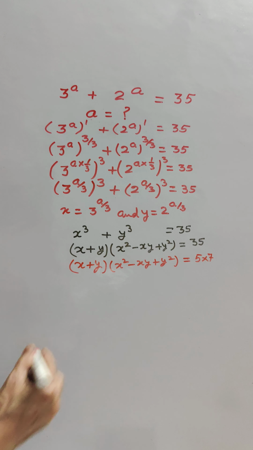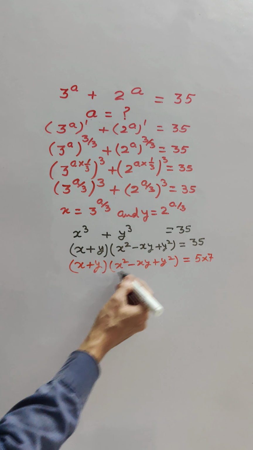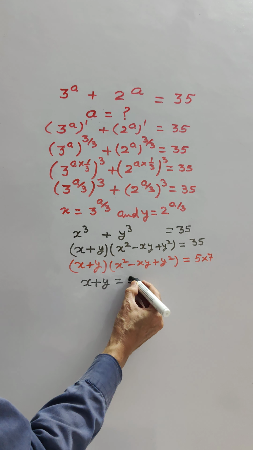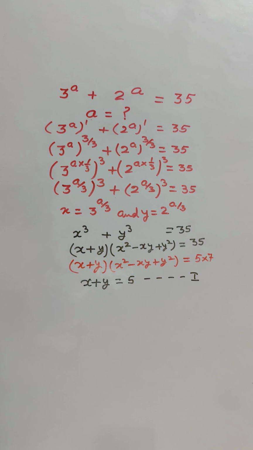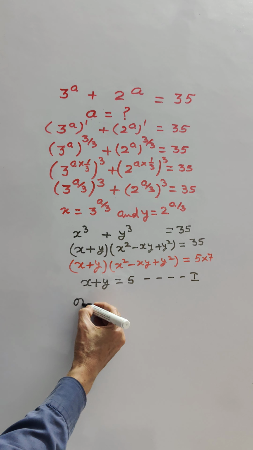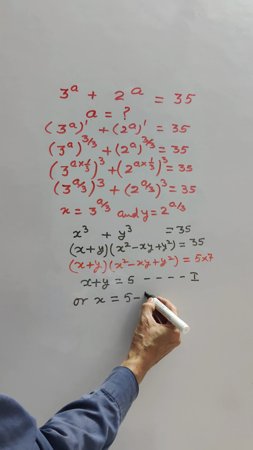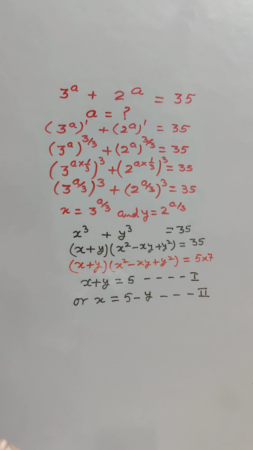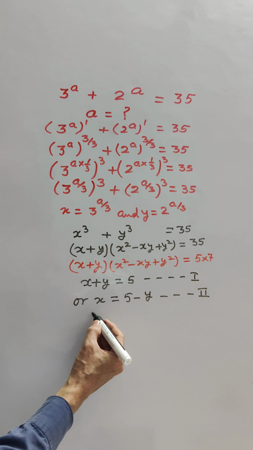Or this way we can take x plus y is equal to 5. x plus y को हम 5 ले लेते हैं, is equal to 5. Say it is equation number 1. Or x is equal to 5 minus y. Say it is equation number 2. ये equation number 2 है. Now this can be written as is equal to 7.